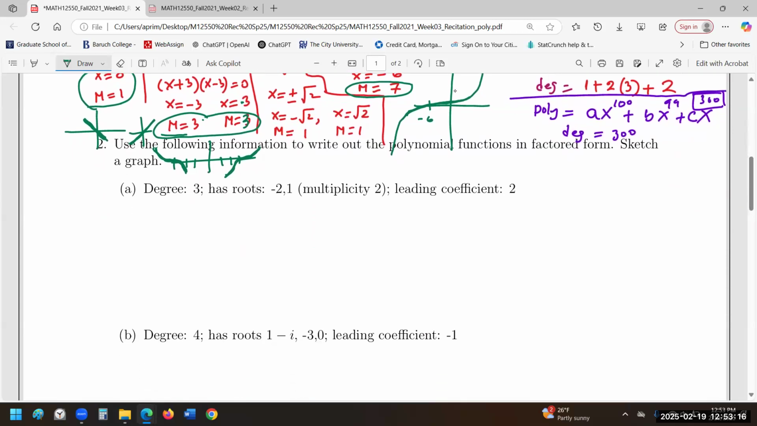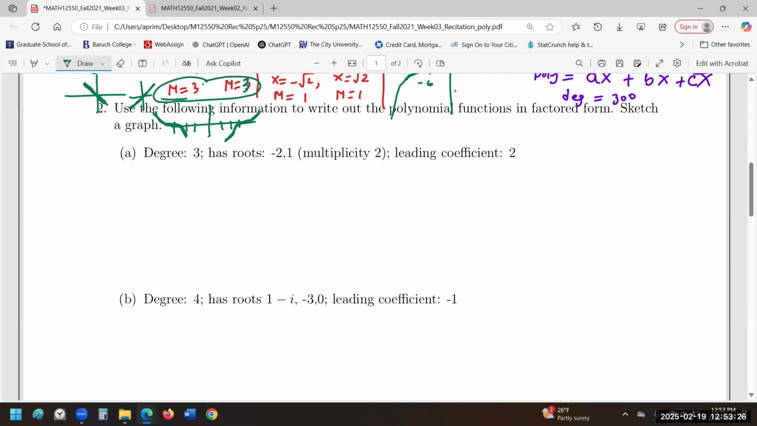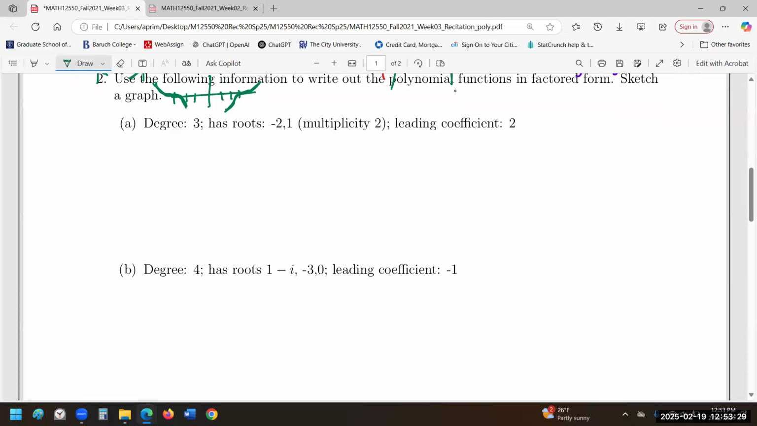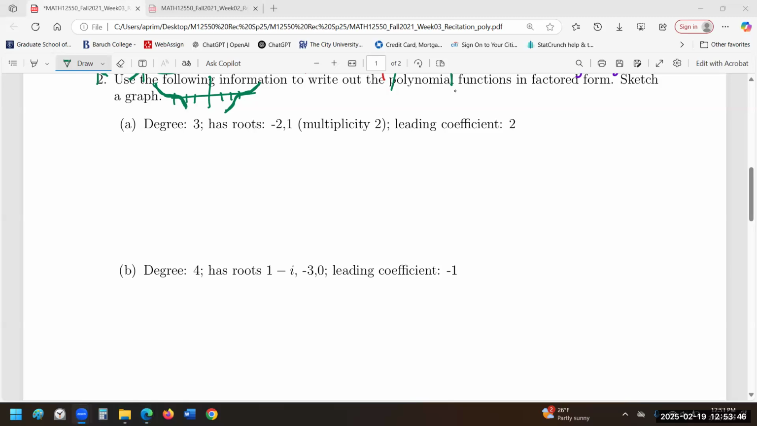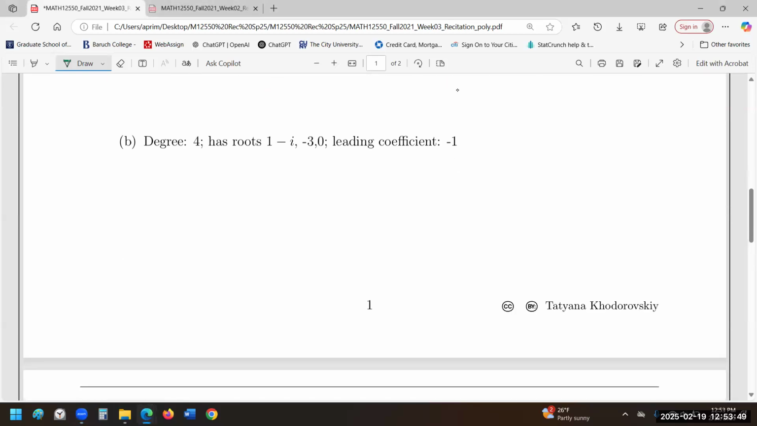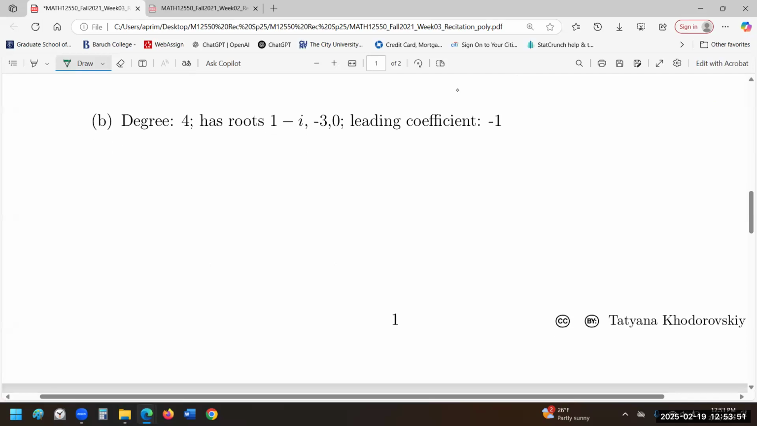Now, question 2 says the other way around. All the information is given. Now, write the polynomial and sketch a graph. So, between A and B, which one do you think is harder? Which one do you think you need my help with? B? Good. Okay. B is kind of harder because it has an imaginary number.